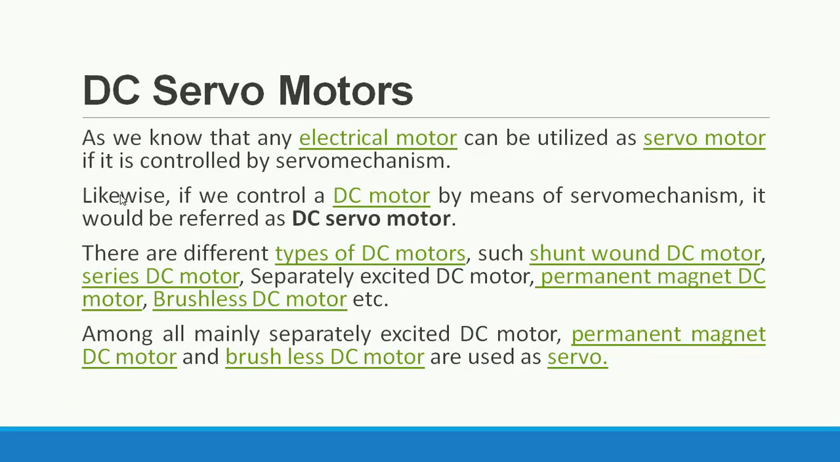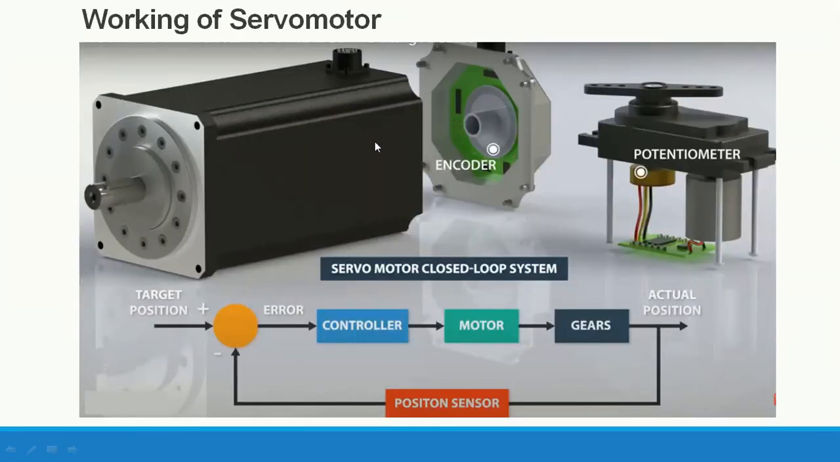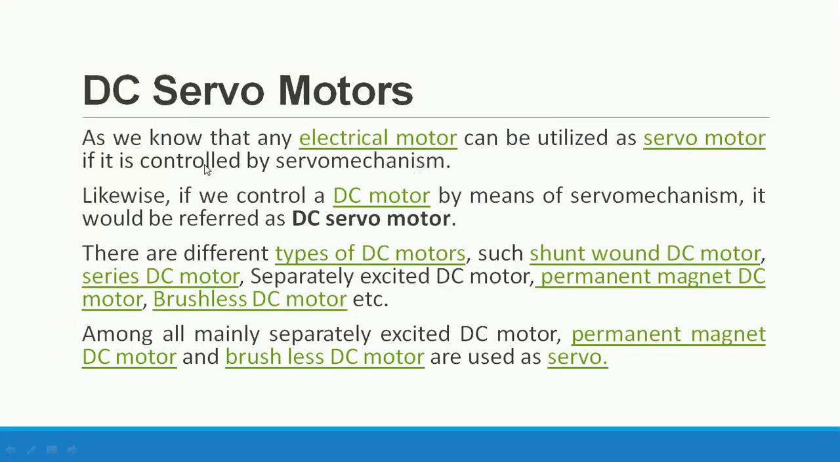Okay, so let us discuss DC servo motors. As we all know, any electrical motor can be utilized as a servo motor if it is controlled by a servo mechanism like an encoder, potentiometer and gears. If you are controlling that motor with the help of a servo mechanism, that specific motor will be called a servo motor. And if the motor used in this servo mechanism is a type of DC motor, then that specific mechanism will be called a DC servo motor. So if we control a DC motor by means of a servo mechanism, it is referred to as a DC servo motor.